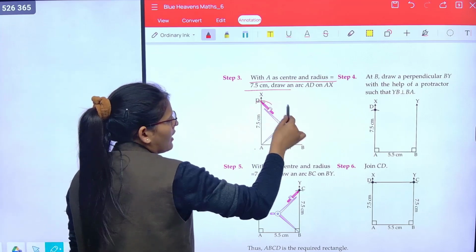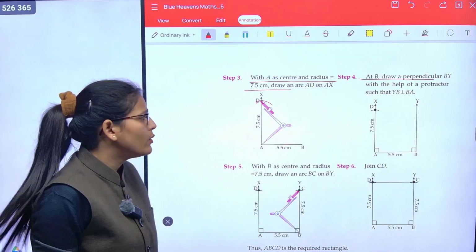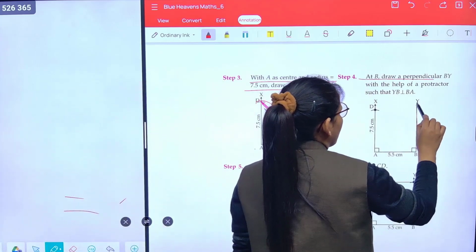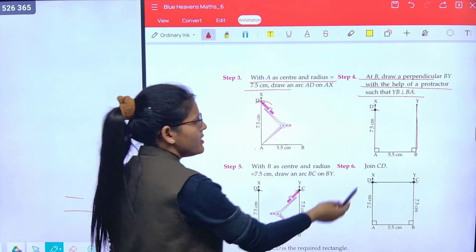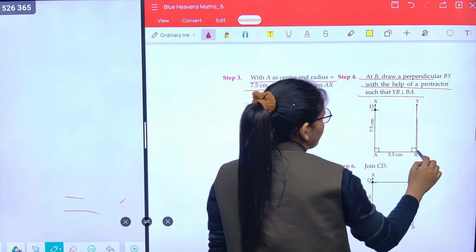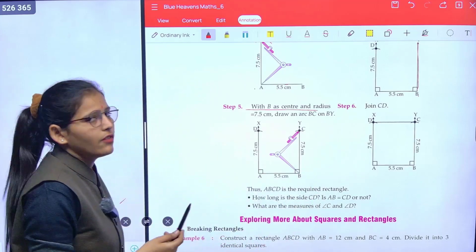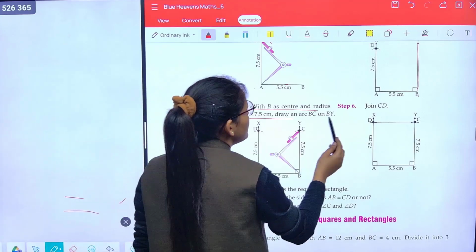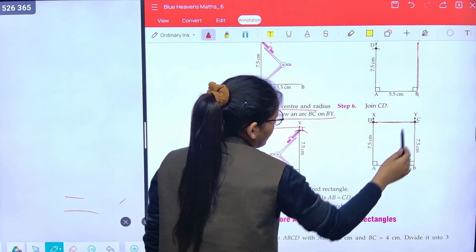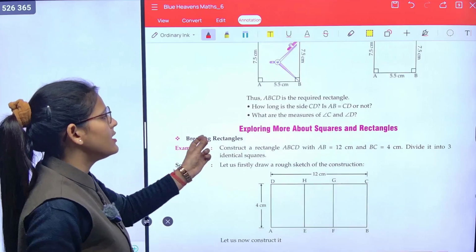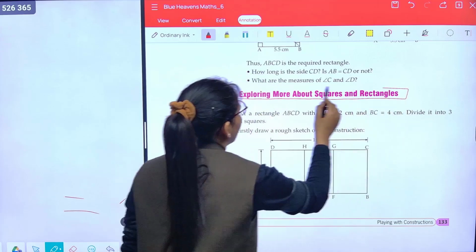यहाँ पर क्लास हमने एक arc लगाया, then again at B draw a perpendicular. Again हम अपना perpendicular draw करेंगे with the help of a protractor such that YB perpendicular BA. Now class, make an arc again. With B as center and radius 7.5 centimeter, draw an arc BC, you can see here, and join CD. Thus ABCD is a required rectangle. Now class exploring more about square and rectangles.